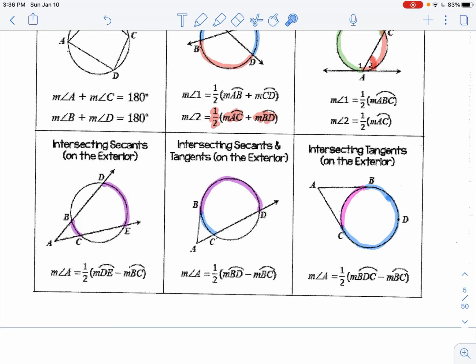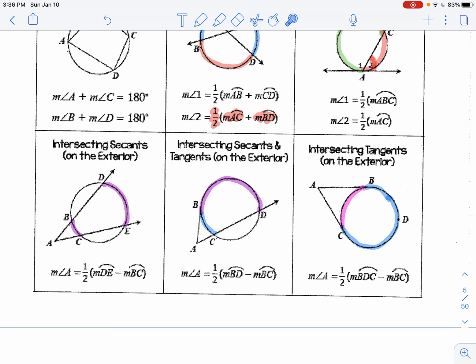Intersecting secants and tangents on the exterior. So a tangent line is only going to touch the circle once. AB is a tangent line. CD is a secant line because it's intersecting twice. And it says that the angle on the exterior, angle A, is half of the difference of those arcs. So BD minus BC, multiply by a half, that's equal to that exterior angle.